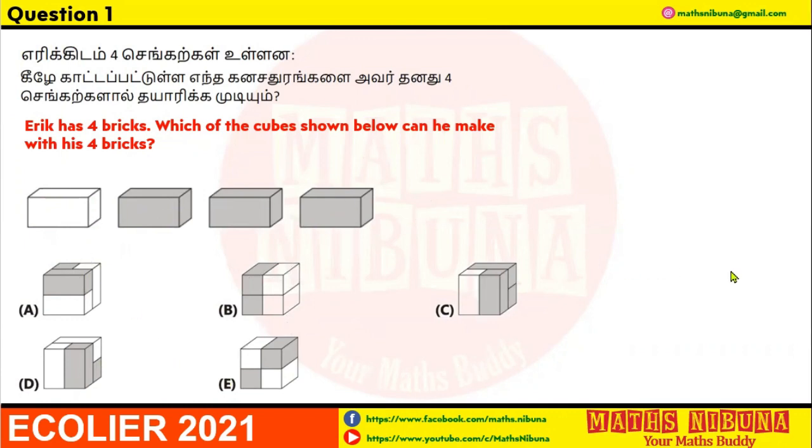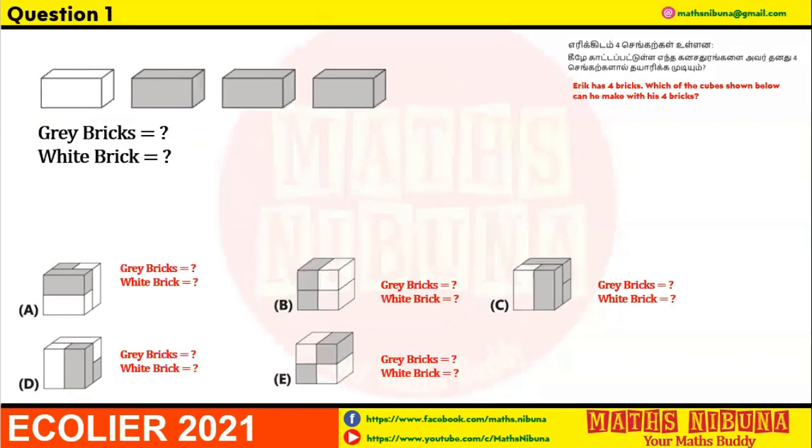So to solve this question, what we do first is look at the number of gray bricks and also the number of white bricks. If we count here, we have gray 3, and then we have white bricks only 1. Right, 4 bricks, 1 white, 3 gray. So now you look at answers A, B, C, D. Which one has 3 gray and 1 white?